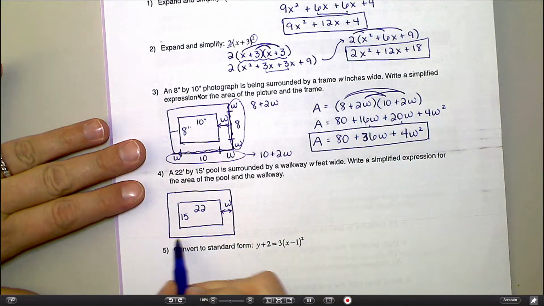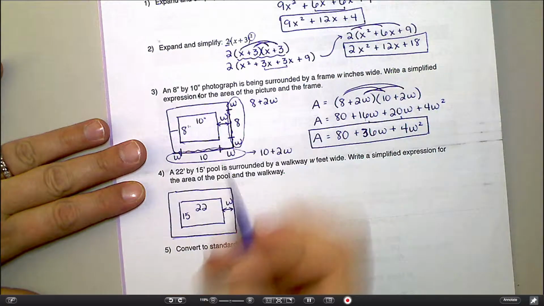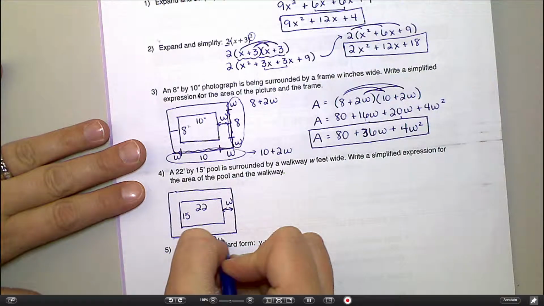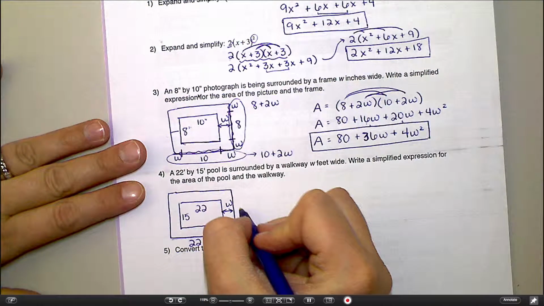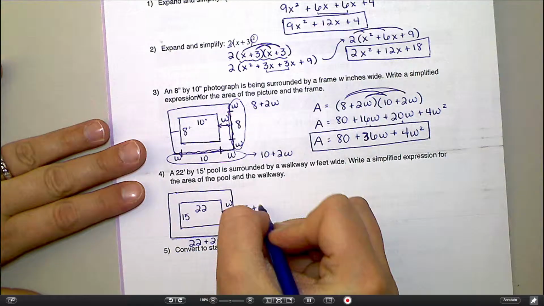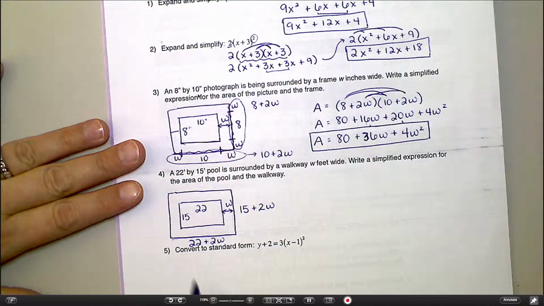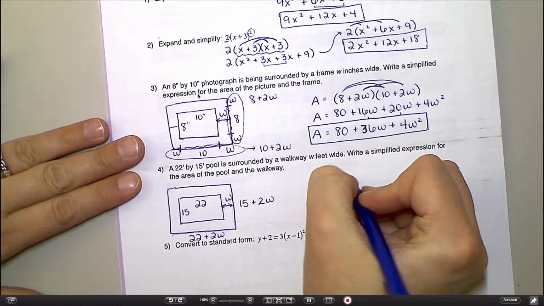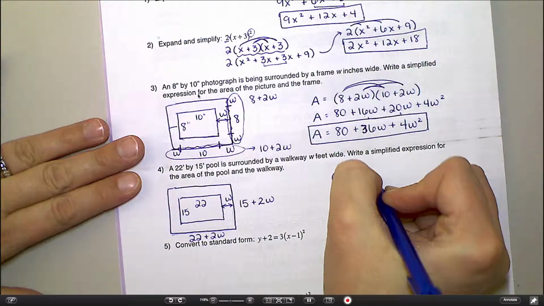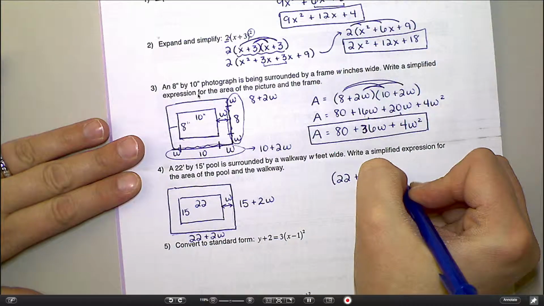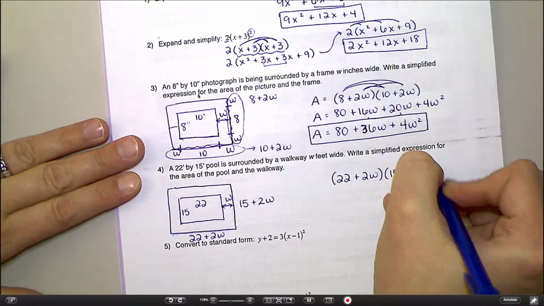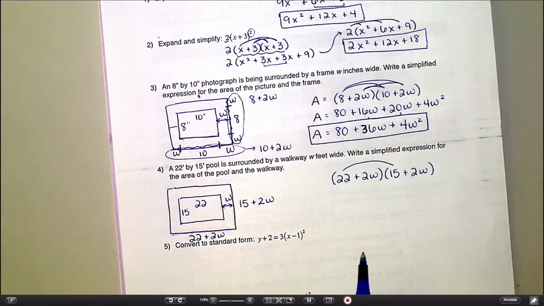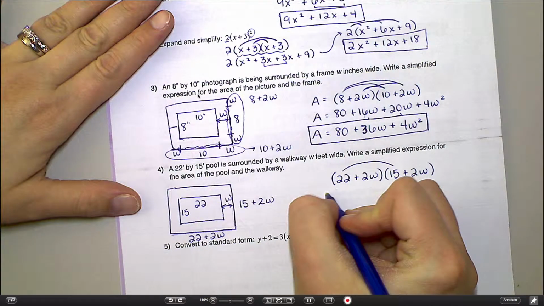So this side length down here, just like we talked about in the previous one, would be 22 plus a W on either side. And up the side, this would be 15 plus a W on either side. So to get my area, I'm going to multiply together 22 plus 2W times 15 plus 2W. Let's see, 22 times 15. That's going to be 330, I believe.